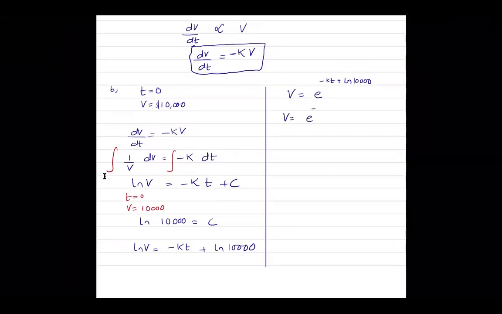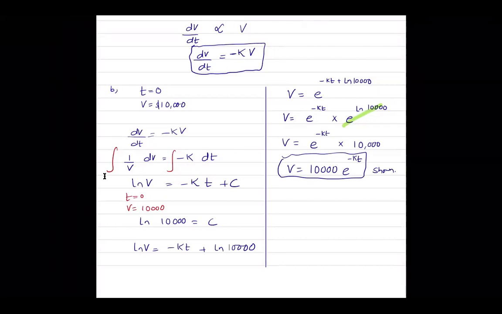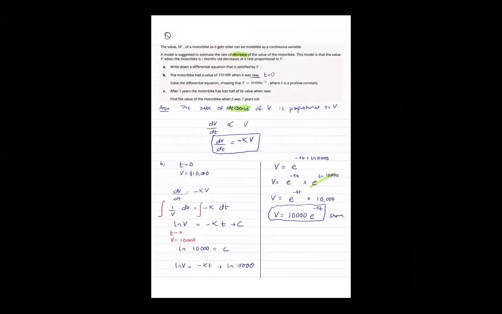V is equal to e to the power of minus kt times e to the power of ln of 10,000, using the rules of indices. Then we know that e to the power of ln of 10,000 is just 10,000. So V comes out to be 10,000 e to the power of minus kt. You have shown this. Understood? Yes, sir.